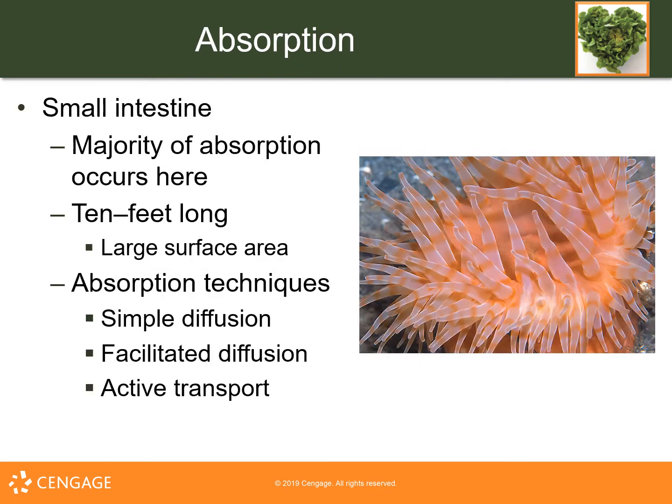Moving from digestion to absorption. The small intestine. The majority of absorption occurs here. It can be about 10 feet long and has a large surface area. Per the text, the surface area is that of about 1.5 bowling lanes.